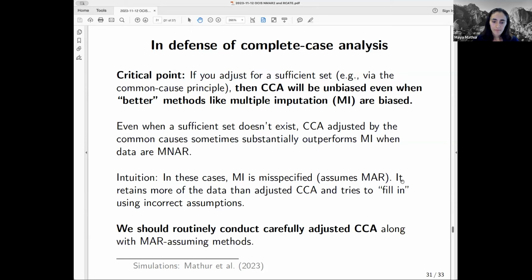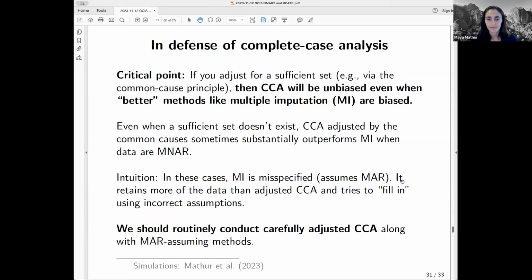I think in conclusion, I do think it makes sense to routinely try to conduct a carefully adjusted complete case analysis along with missingness at random assuming methods, and to compare the results and not necessarily assume that if there's a discrepancy, it automatically inculpates the complete case analysis as being wrong. No, it actually could be either. And so that's where we want to think through what kinds of graphical structures could give rise to these types of disagreements.